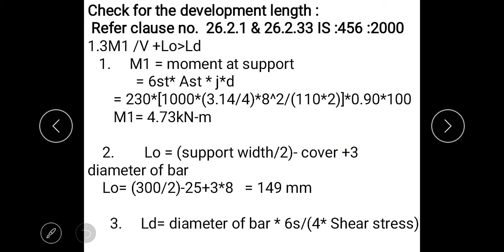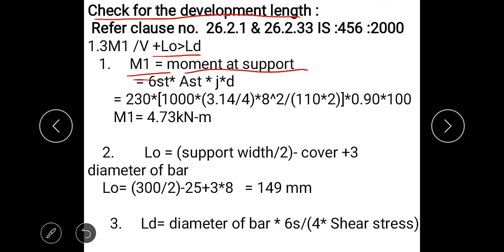Next, now we have to give a check for development length. Refer clause number 26.2.1 and 26.2.3.3, IS 456. The formula to calculate development length is 1.3 M1 divided by V plus L0 is greater than LD. Firstly we have to find M1. What is M1? Moment at support. We have to find the moment at support.